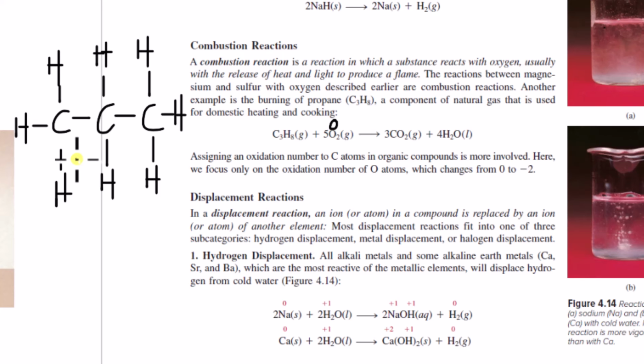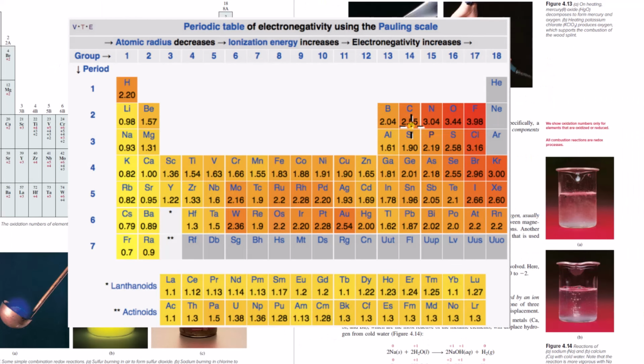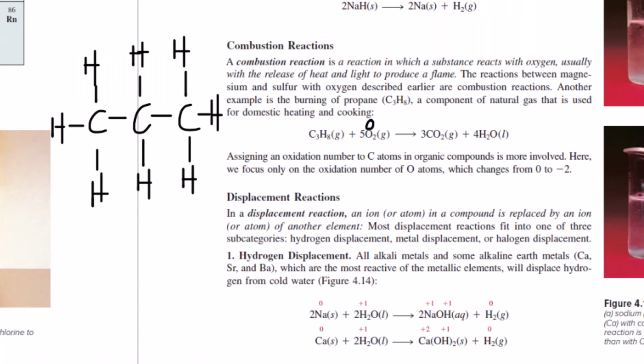Okay. So now first we can go ahead and analyze the hydrogens by comparing the electronegativities of hydrogen to carbon. These are all carbon-hydrogen bonds. So looking at the electronegativity chart, carbon is more electronegative than hydrogen. So we're going to put a +1 on each of the hydrogens.